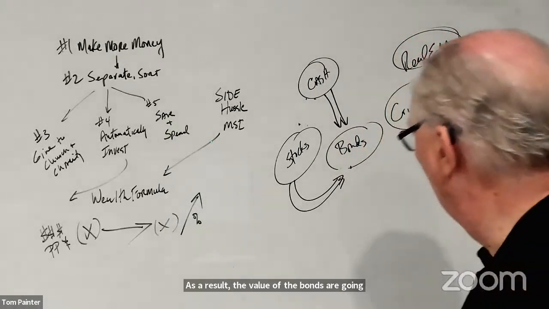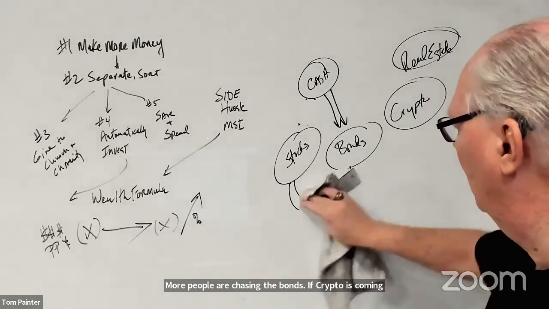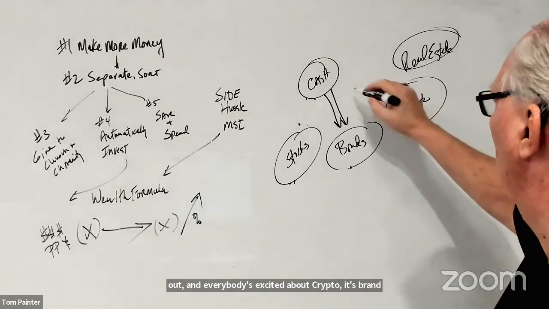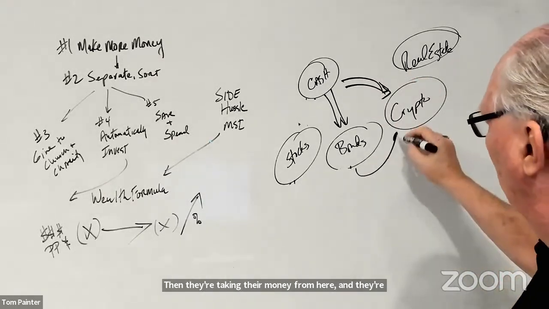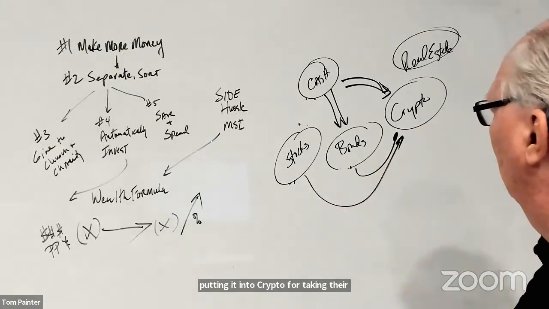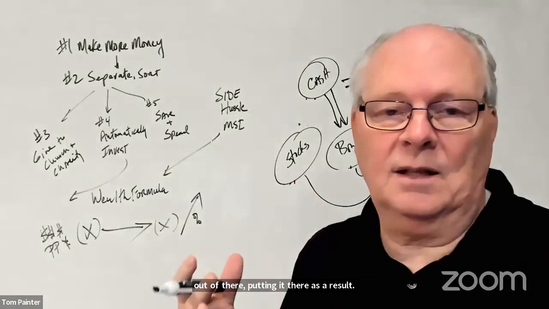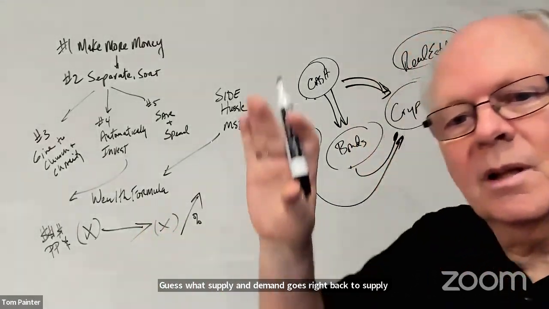If crypto's coming out and everybody's excited about crypto, it's brand new and everybody's excited about it, then they're taking their money from here and putting it into crypto. They're taking their money out of here and putting it there, taking their money out of there and putting it there. As a result, guess what? Supply and demand goes right back to supply and demand. How much is available and how many people want it? And that pushes the prices up.